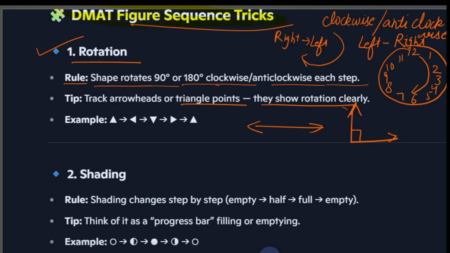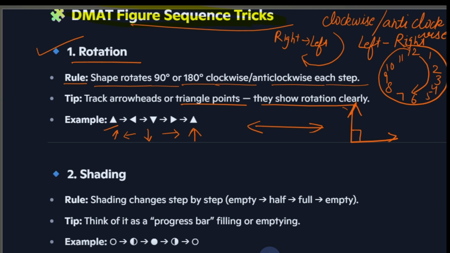So here, this is a triangle. It's moving to left side. First it's straight, then it is left side, then it is down side, then it is right side. So you know that straight, then left, then downwards, then right hand side. So obviously it would be like this.